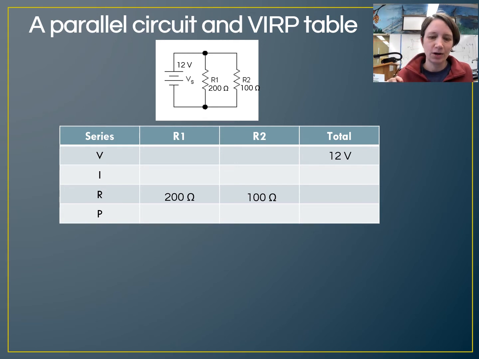But that's where the similarities end. Everything else depends on the way the variables are hooked up. So for example, it wouldn't make sense to say that my total resistance is 300 in this case, because the electrons don't have to go through both of those resistors. This is not a difficult circuit for the electrons to get through, because they have a choice of paths.